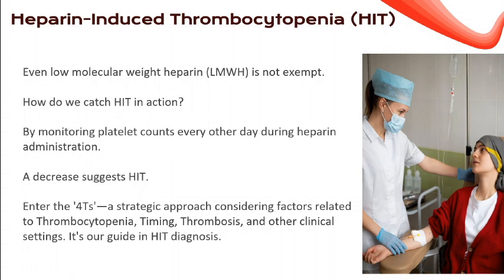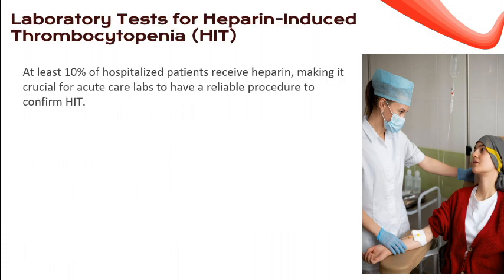A decrease suggests HIT. But the interpretation can be tricky. Enter the 4Ts, a strategic approach considering factors related to thrombocytopenia, timing, thrombosis, and other clinical settings. It's our guide in HIT diagnosis. Did you know that at least 10% of hospitalized patients receive heparin? That's a significant number, making it crucial for acute care labs to have a reliable procedure to confirm HIT. Let's explore the fascinating world of lab tests for HIT.